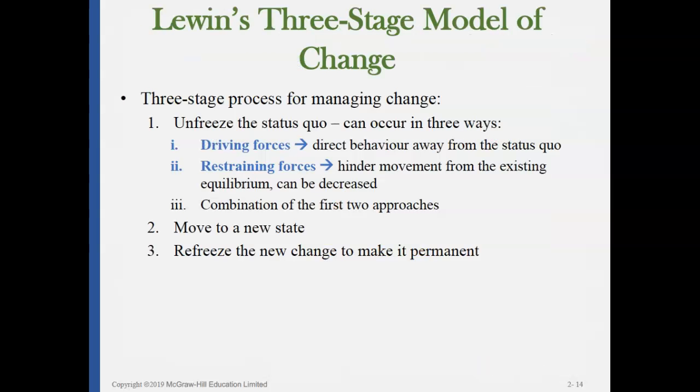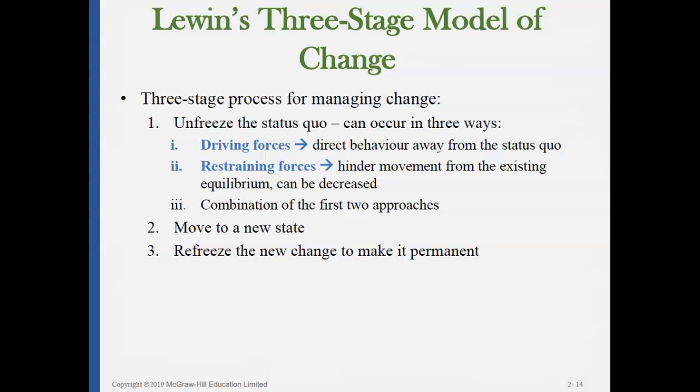What is Lewin's three-stage model of change? So it is managing change in a three-step process. The first thing you got to do is unfreeze the status quo, right? The way things are, you have to break that up. There's three ways that can happen. Driving forces, direct behavior away from the status quo. And status quo is just the way things have always been done.